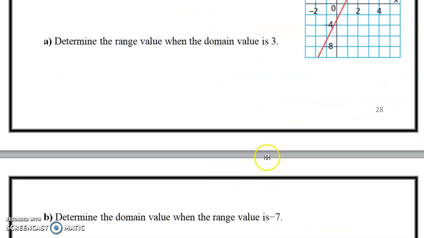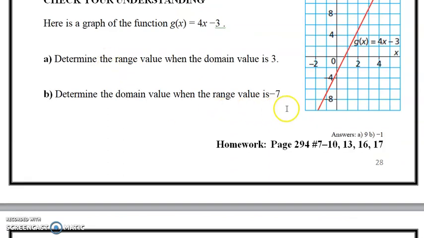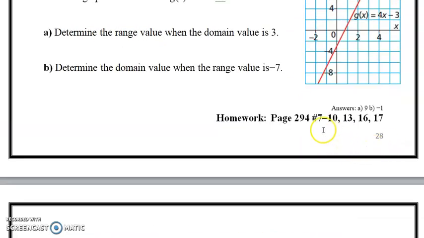Check your understanding that goes with that, and you guys can work on that. The answers are there for the check your understanding. The homework for this particular section, 5.5, is going to be page 294, number 7 through 10, 13, 16, and 17. We'll probably look a little more at domain and range another time, but for now, you can work on those questions.